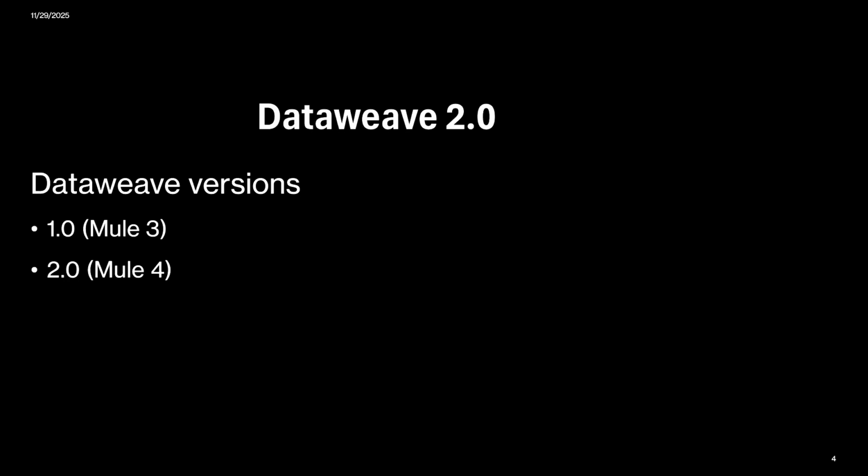Next, there are two versions of DataWeave, as we all know. One version is DataWeave 1.0 that we use in Mule 3, and another version is DataWeave 2.0 that we use in Mule 4.